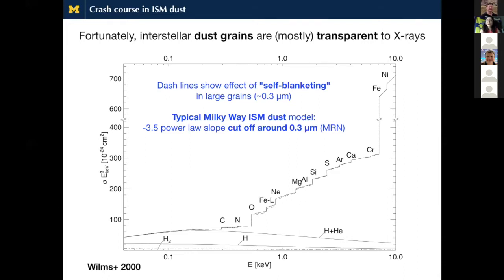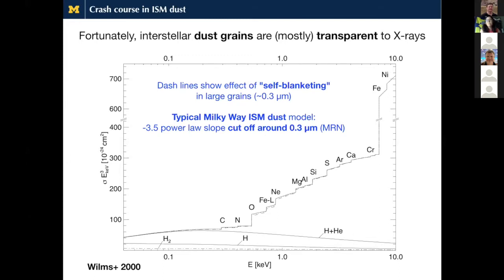So this particular effect was talked about in Wilms et al. 2000, and just to point out in this plot, this is the ISM absorptivity as a function of energy, and this particular plot has been multiplied by E cubed to make it a little bit flat, and you can see each step up in absorption has to do with photoelectric absorption from individual elements in the ISM, and the dashed lines in this plot show the self-blanketing effect of about 0.3 micron grains, and you can see that it's noticeable, but it's not a huge effect.